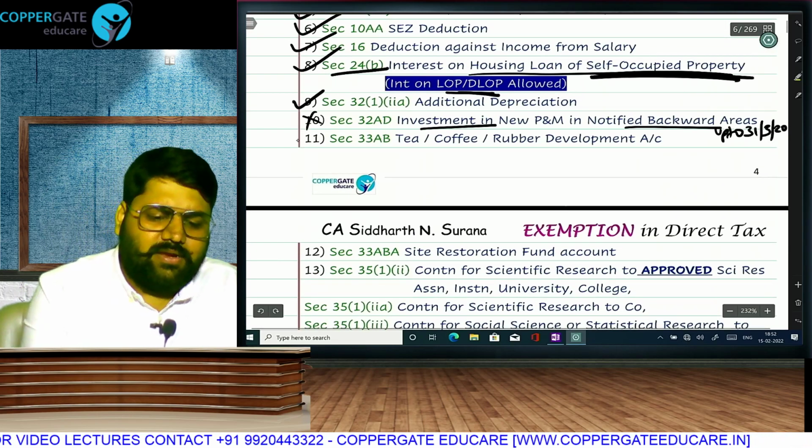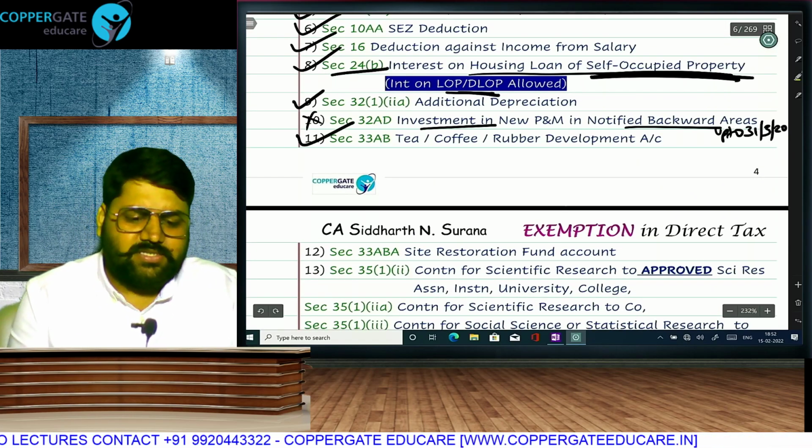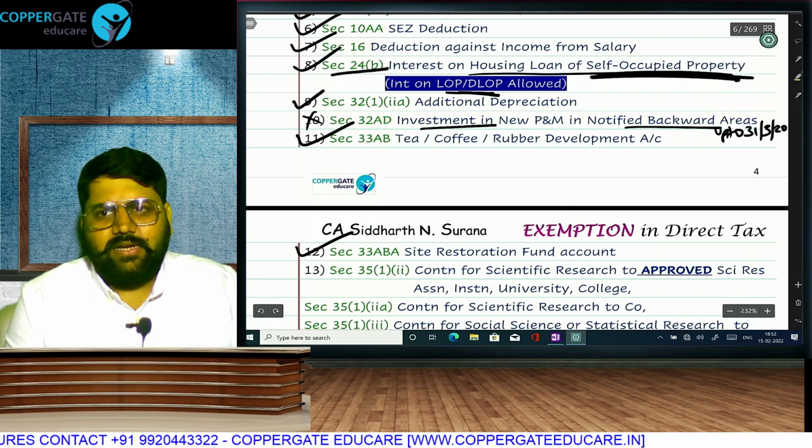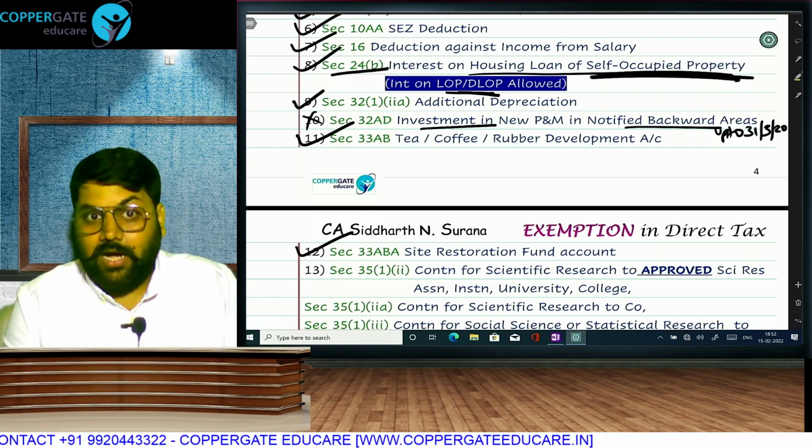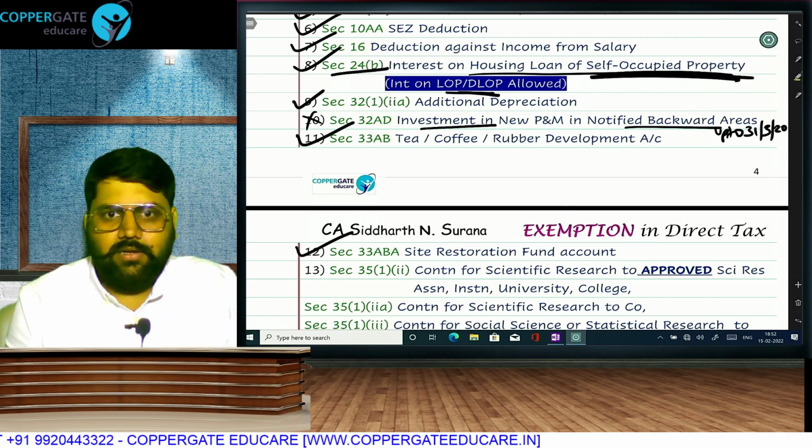Section 33AB, deduction for tea, coffee, rubber business, and 33ABA, site restoration. These are all PGBP deductions. Allowed in old, not allowed in new.